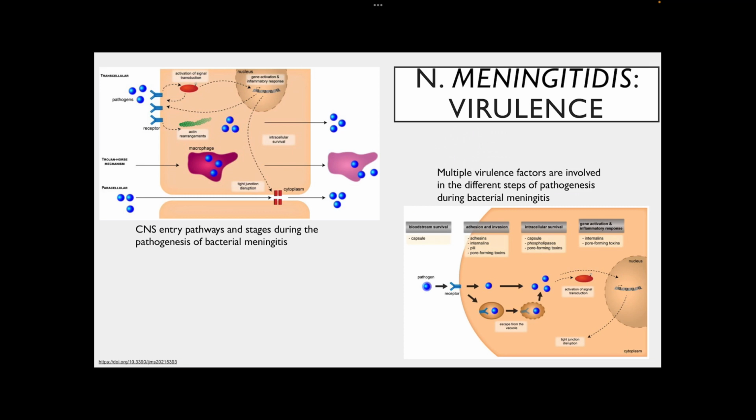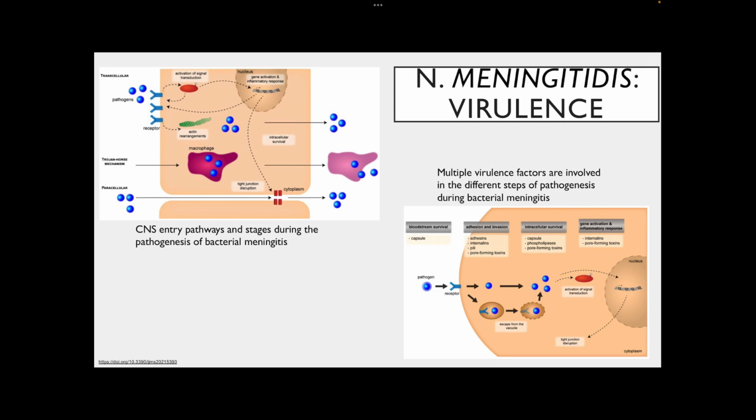There are ways that it can get into our central nervous system. It can do this paracellularly, passing right on through. It can also use the Trojan horse mechanism, where it hitches a ride on macrophages and is then able to cross the blood-brain barrier. There's also activation of signal transduction pathways that can cause actin rearrangements, and this can also aid in paracellular transportation.